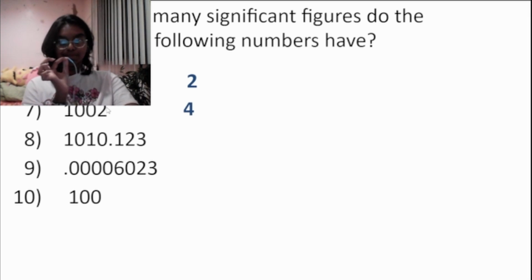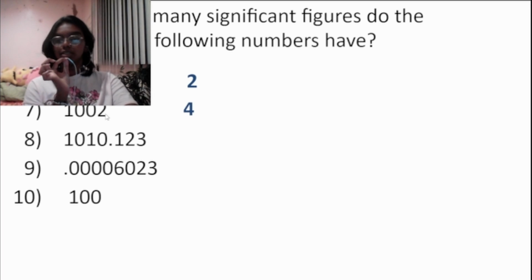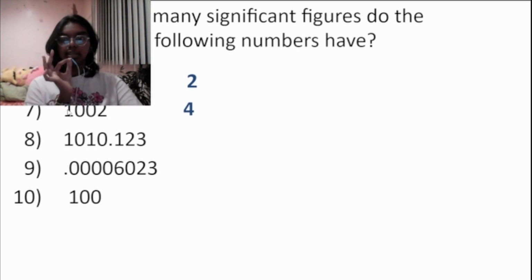So there is no decimal place present. So you start on the right side. So the first digit is a non-zero digit. So 1, 2, 3, 4. Number 8.